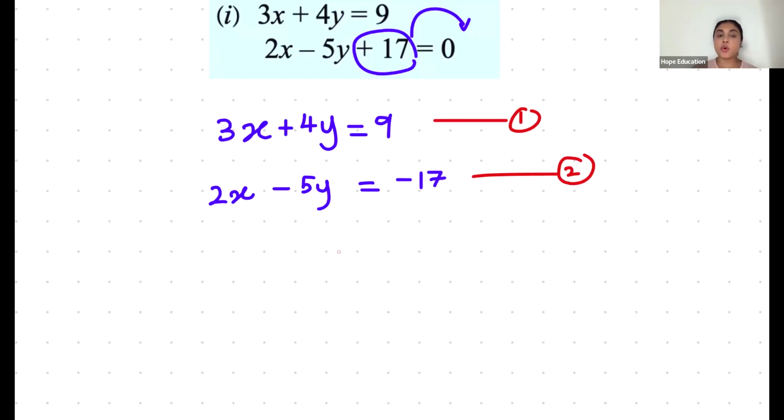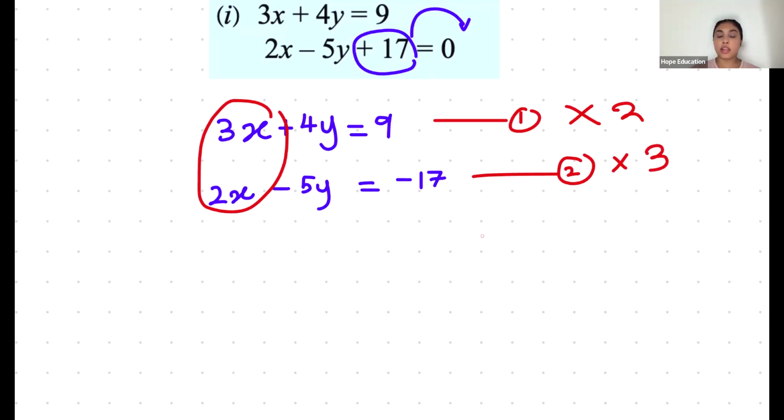So what we can do is make these two 6x. If you want to make these two 6x, the first equation I will have to multiply by 2. Then 2 times 3 is 6x. And the second equation I will multiply by 3. Then 3 times 2x is 6x. That is if I want to make it 6x.